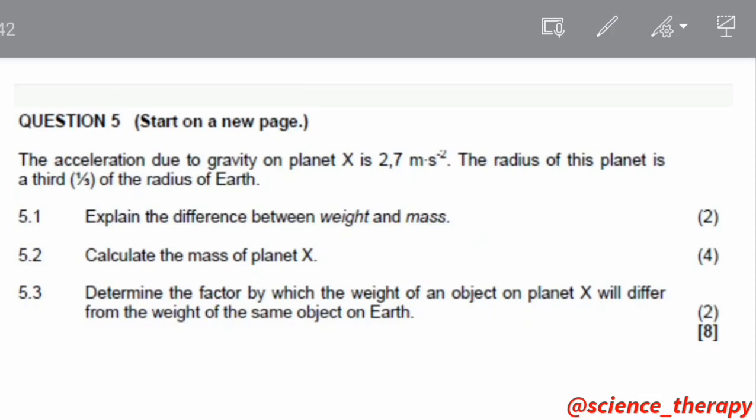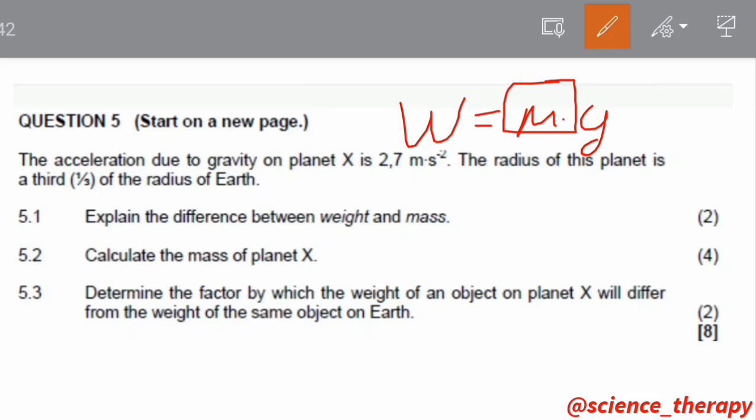Why? Because what determines the weight, remember, weight is m times g. So what determines the weight is the mass of that particular object times the gravitational acceleration on that particular planet, right? If the gravitational acceleration is less on that planet, then the weight will be less, but the mass is always constant, right? So a person of 78 kg on planet Earth will still be 78 kg on planet X.